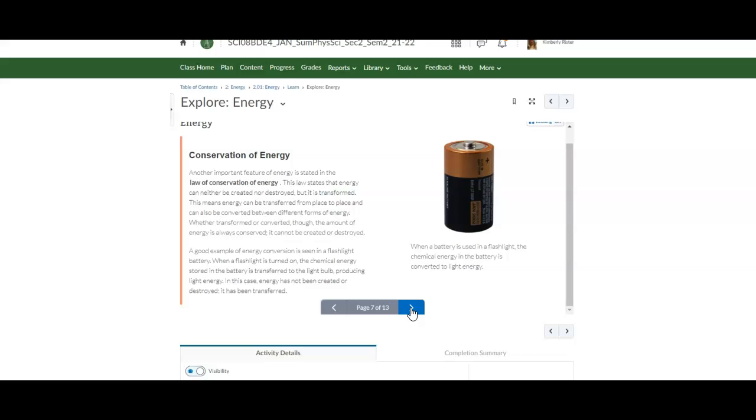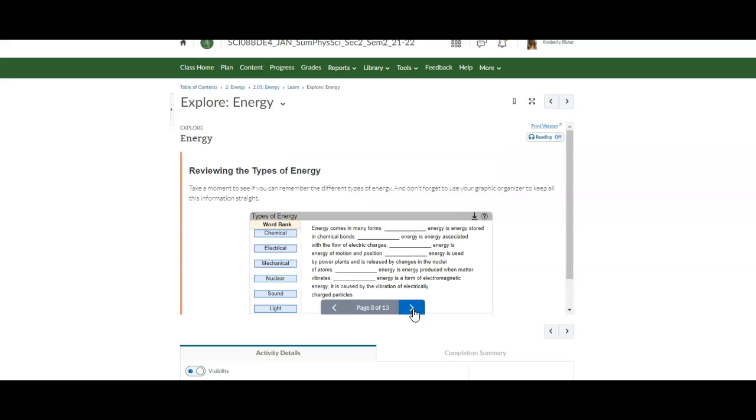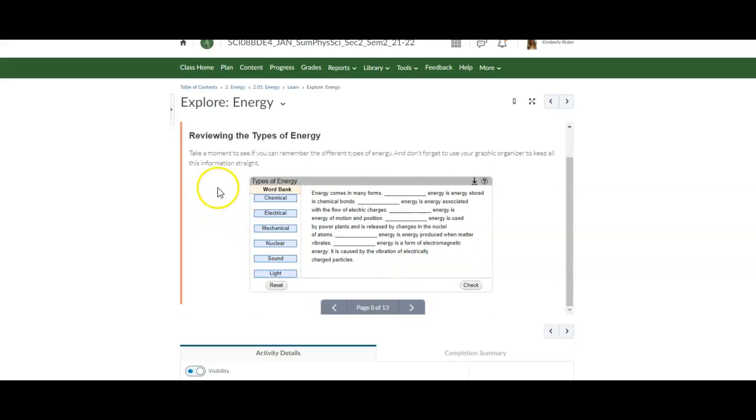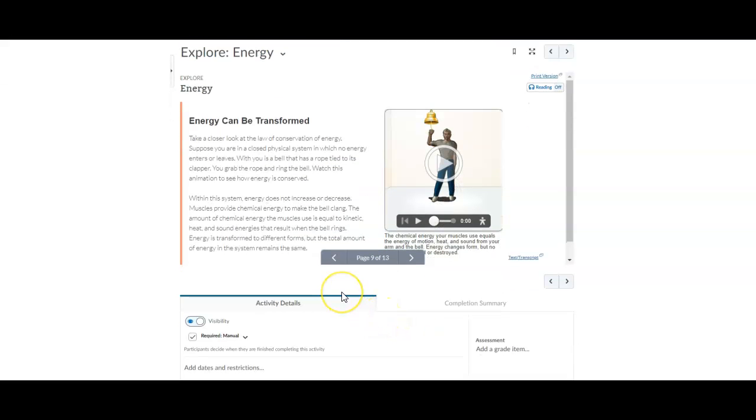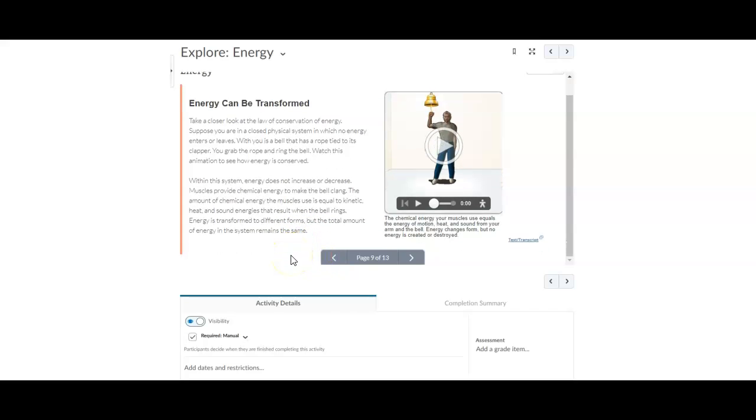And how is energy transformed? All right, so let's look. Again, here are your types of energy. So you definitely want to have those in your notes as well. And if you are able to get all of these words matched in the correct spot, you could take a screenshot of this and put it in your notes as well. All right, so moving on, question 8 says, how is energy transformed? Take a closer look at the law of conservation of energy.